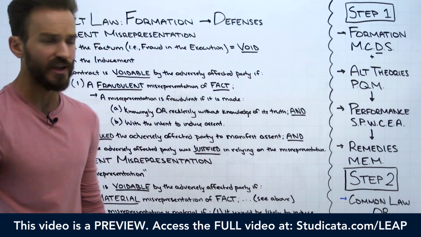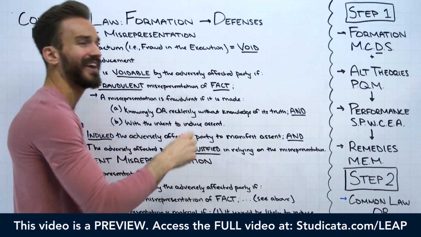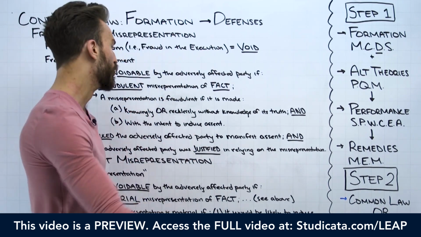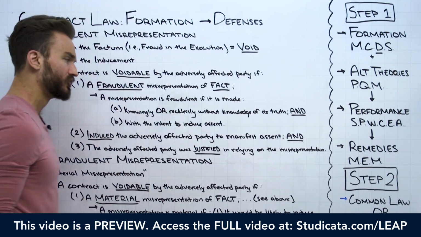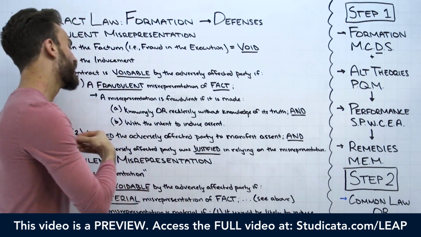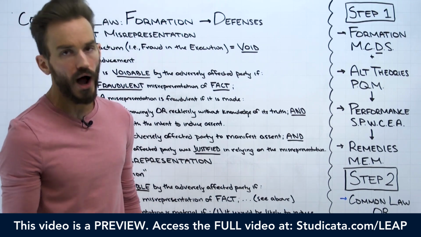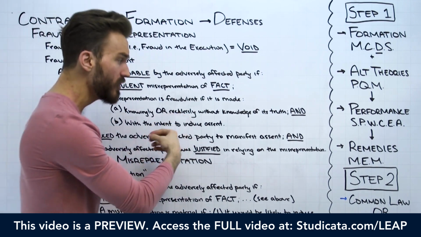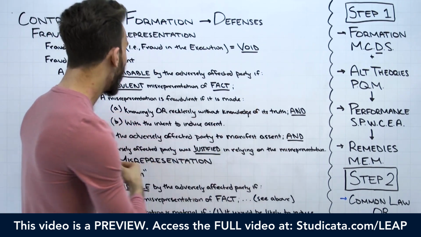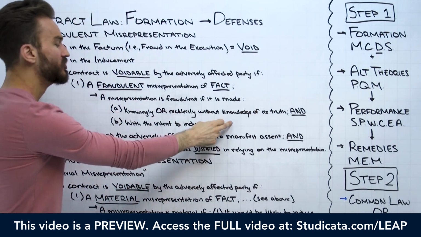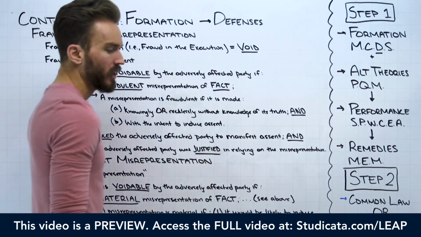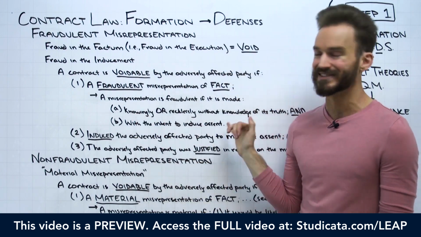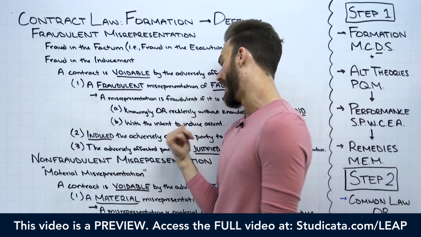So what is a fraudulent misrepresentation? We know what a misrepresentation is. We already talked about this. A misrepresentation is an assertion of fact that is not true. So what makes it fraudulent? Well, we say that a misrepresentation is fraudulent if it is made either knowingly or recklessly without knowledge of its truth and with the intent to induce assent. So usually this is very easy to see. This knowing requirement and this intent requirement is typically how this plays out.